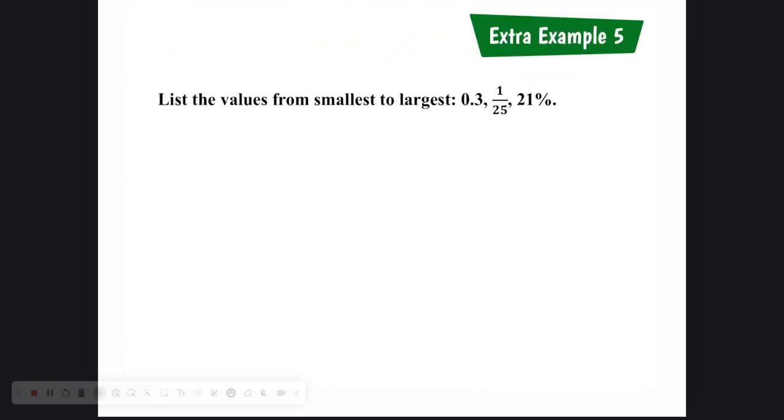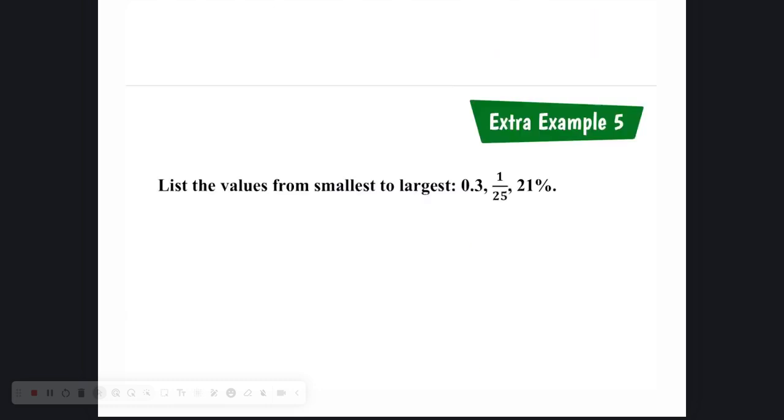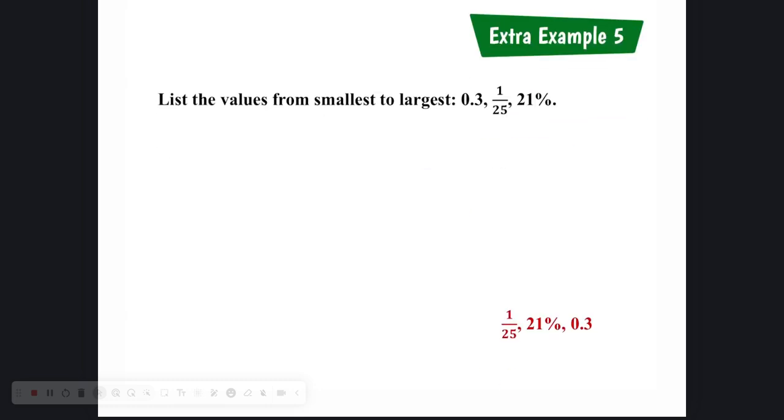Extra example 5. You'll try this problem by yourself. List the values from smallest to largest: 0.3, 1/25th, and 21%. Hit pause and attempt this example. Check your answer by resuming the video to see if you got the correct answer. The answer to this problem is 1/25th, 21%, and 0.3.